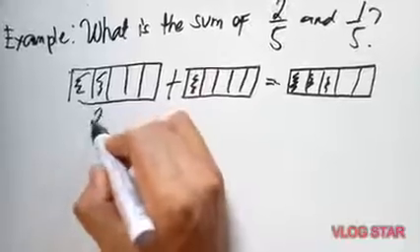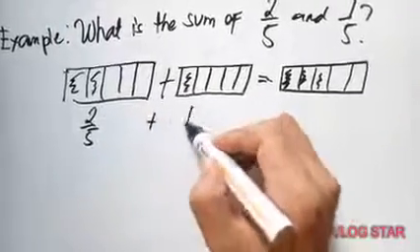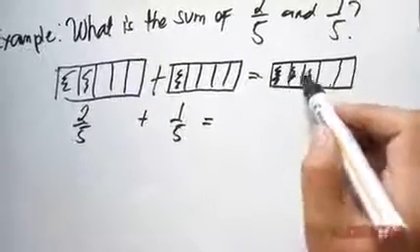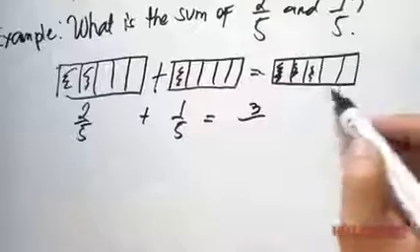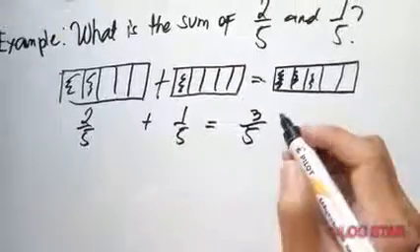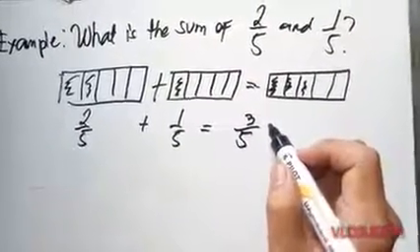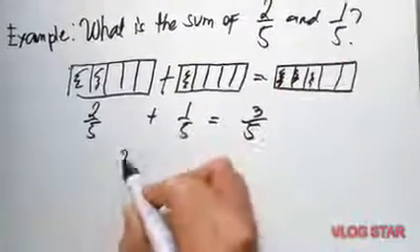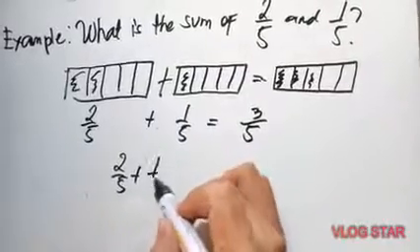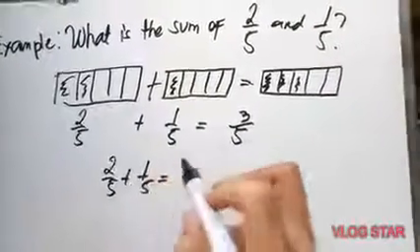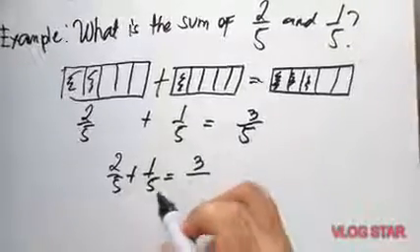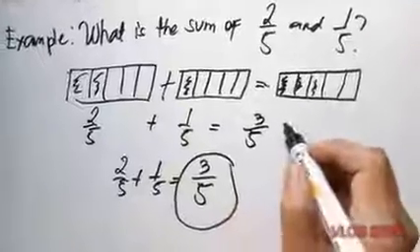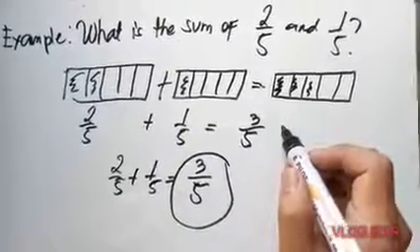As you can see, we have here 2/5 plus 1/5. Then count the number of shaded parts: 1, 2, 3. The denominator is 5 since the whole is divided into 5 equal parts. Or you can add it directly, 2/5 plus 1/5. 2 plus 1 is 3. Then just copy the common denominator, which is 5. So the sum of 2/5 and 1/5 is 3/5.